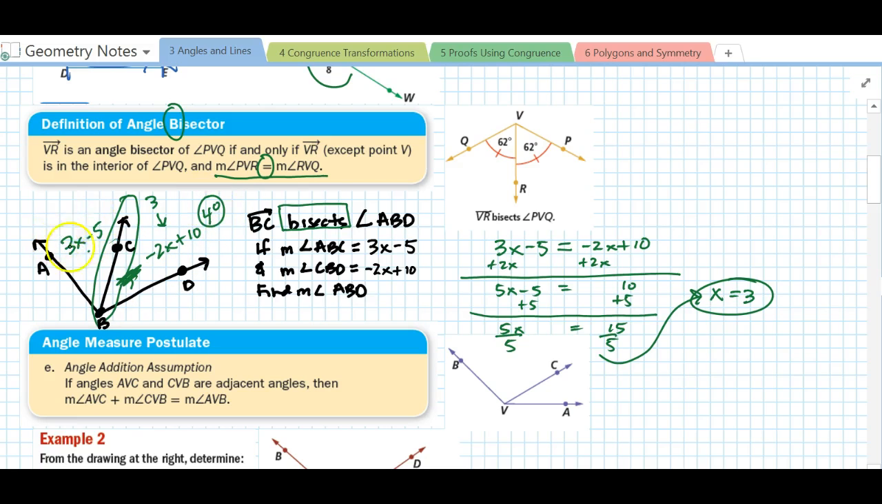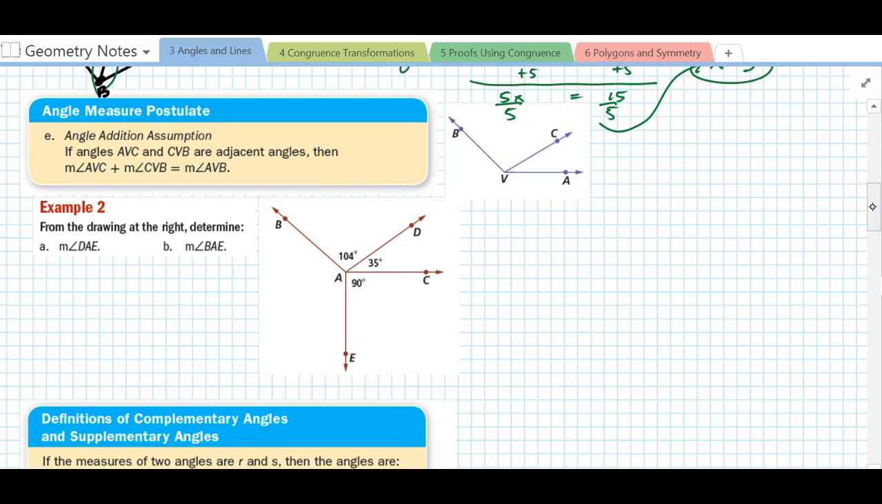That means this angle is also going to be 4 degrees. Let's double check it by plugging in 3 for x. 3 times 3 is 9, 9 minus 5 is 4 degrees. So now angle ABD is going to be those two angles together. So that should be 8 degrees altogether.